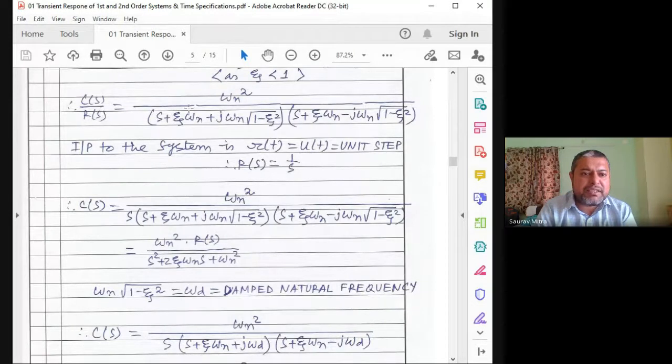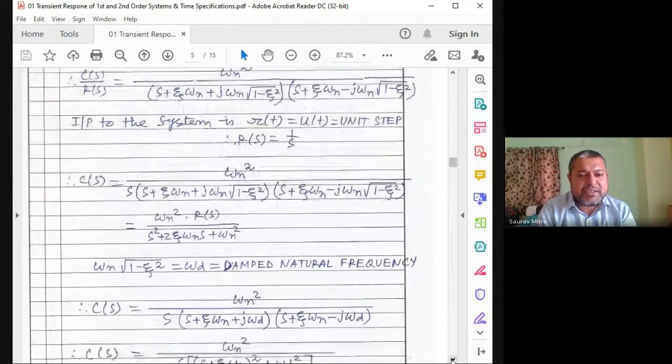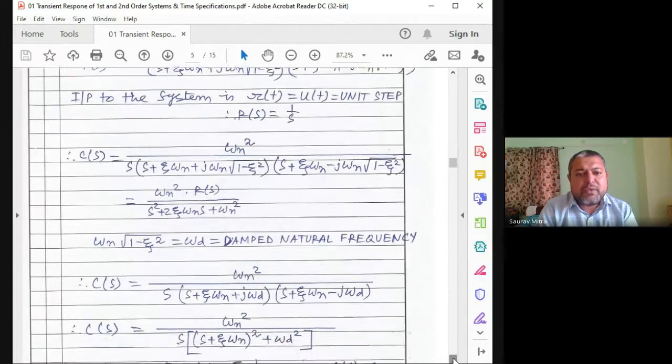So C(s)/R(s) I have taken to the right side, R(s) into omega n square, and R(s) I have substituted as 1 by s. Now you find there are three terms. So here the step is shown actually. This step had to come up and this step had to come down. So that is not a problem.